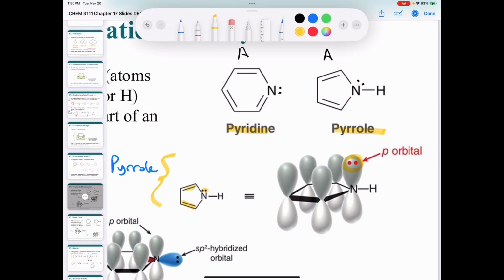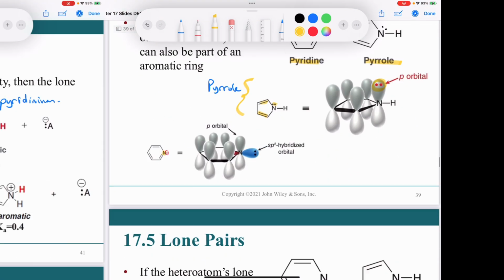However, in the case of pyrrole, unlike pyridine, the lone pair is crucial to keep for the compound to be aromatic. The delocalized nature of the lone pair on the nitrogen of pyrrole explains why the nitrogen in pyrrole doesn't function as a base. Check it out.